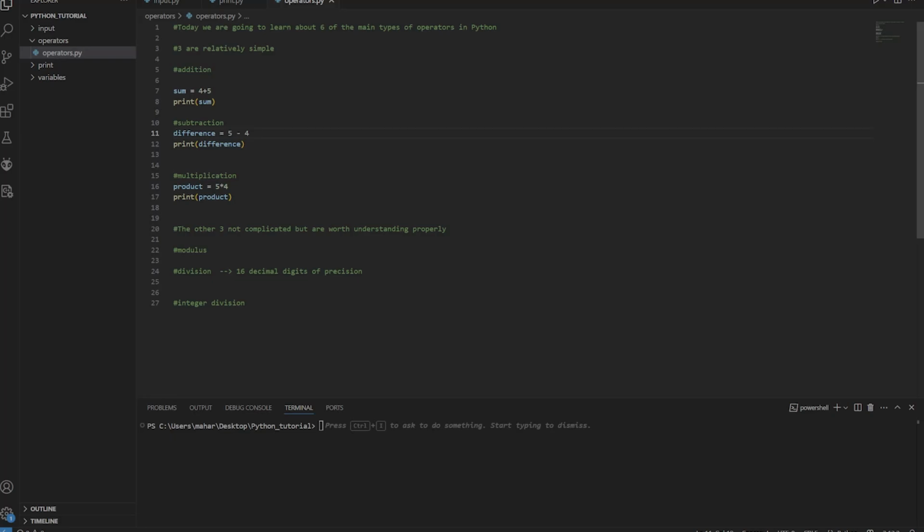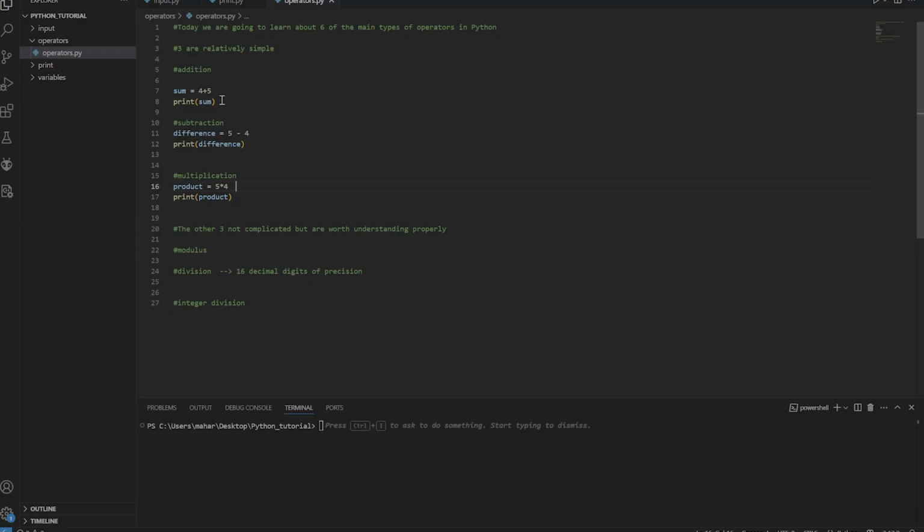Hey, and today we will be talking about operators in Python. There are six in total that we'll learn about today, and three are relatively simple. So that's sum, use the addition operator, subtraction, difference, and multiplication. For multiplication, use the asterisk to signify multiplication.